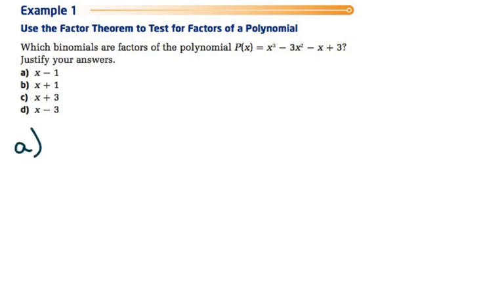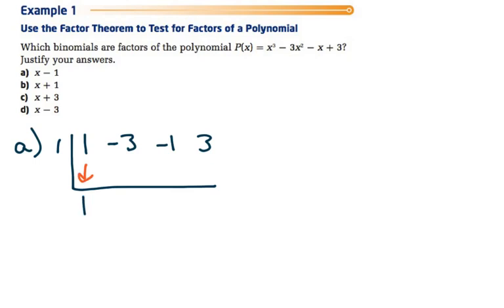So we do the synthetic division. In A, I would put a 1 outside my L. Inside, I would have 1, negative 3, negative 1, and 3. 1 comes down. Multiply, get 1. Add going down, get negative 2.